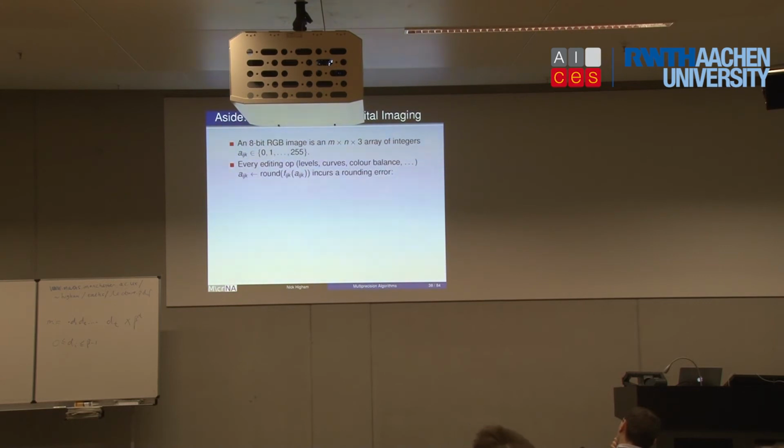And so for an m by n array, because there are r and g and b coordinates, you've got an m by n by 3 array. And anything you do, any of the dialog boxes, any of the tools you use, is applying some function to every element of the array. So f_ijk of a_ijk. Okay, but each of those operations will incur a rounding error in general.